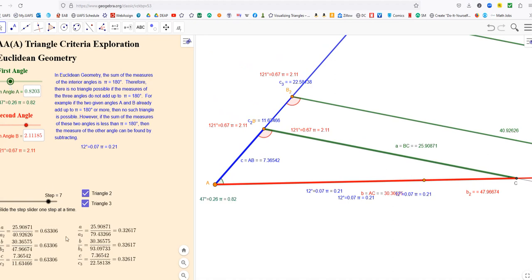And we have that. So that's kind of an interesting thing. That's the first thing that we want to notice.